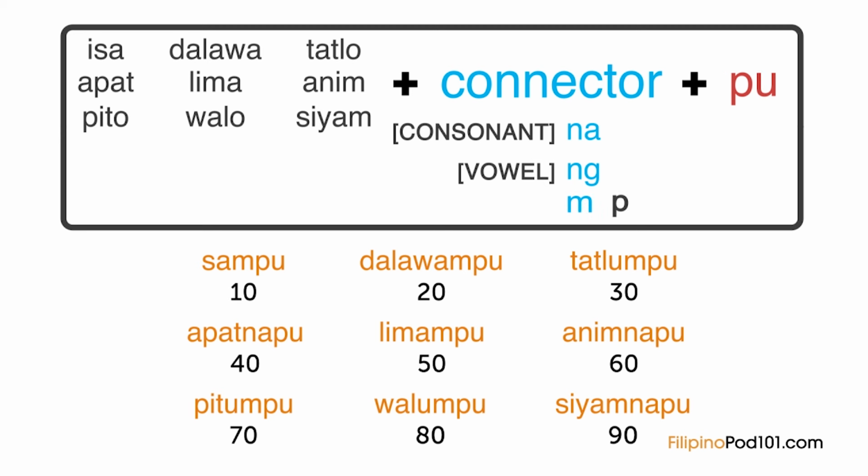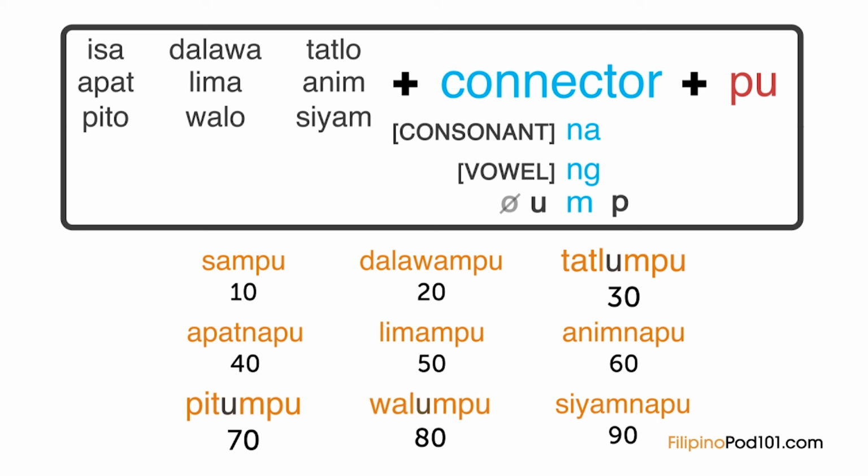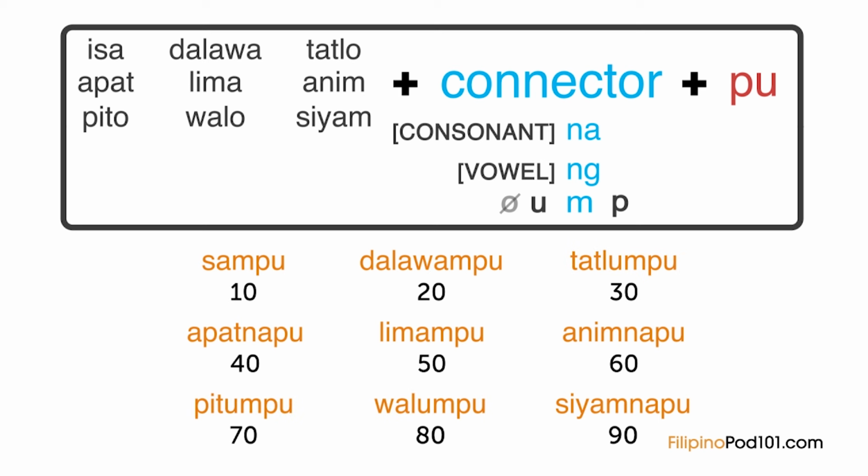Now here's one more thing. If the vowel before M is an O, then that also changes and becomes a U, just like in 30, 70, and so on. Finally, one last thing to note is that for the number 10, we say sampu and not isampu. Are you ready to try making compound numbers out of the numbers we've learned?